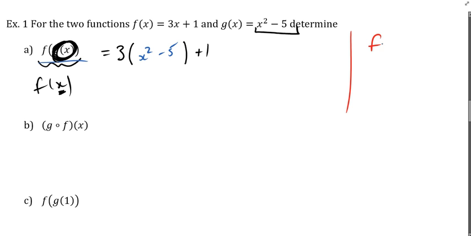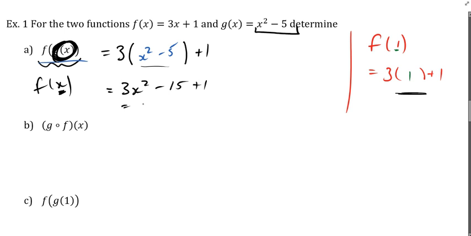So if I did f at 1, that would be 3 bracket bracket plus 1. I'd put 1 in everywhere that there's an x. Be careful of that. It's an easy mistake to make if there's multiple x's in a question, forgetting to put it in each one. Okay. So if I do it this way for just a number value, I do it the same way if it's a different expression. And then in this case, I can simplify this a little bit. So this is 3x squared minus 15 plus 1, which is 3x squared minus 14.